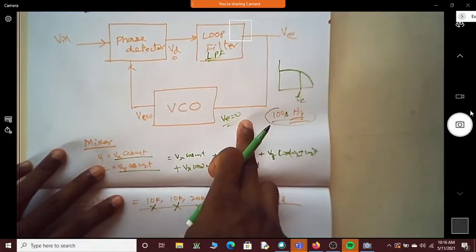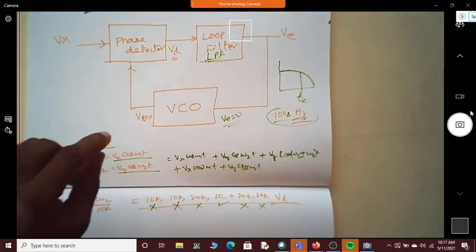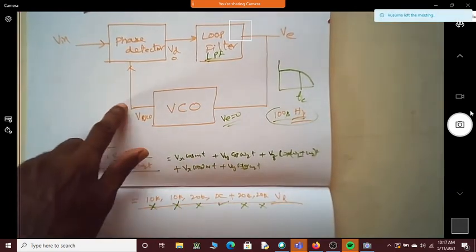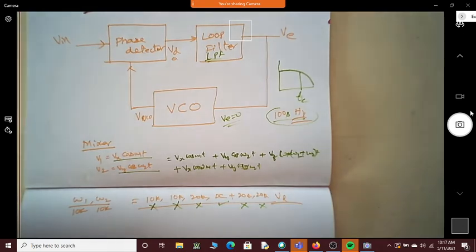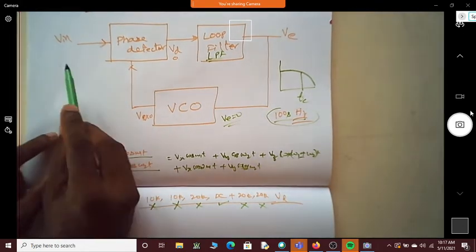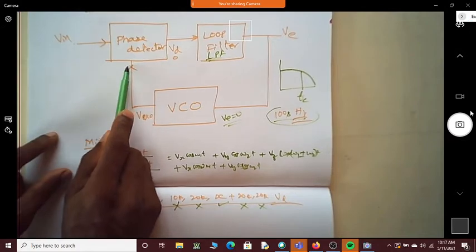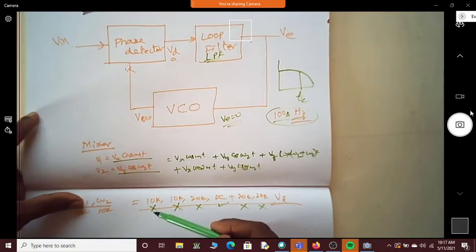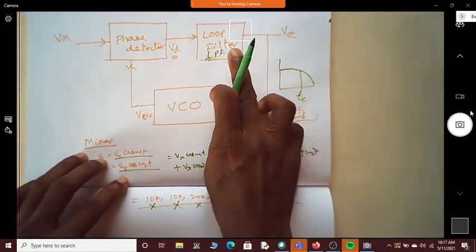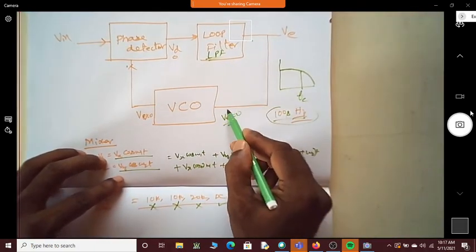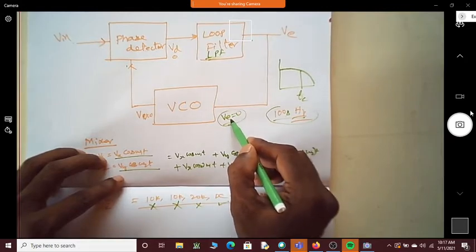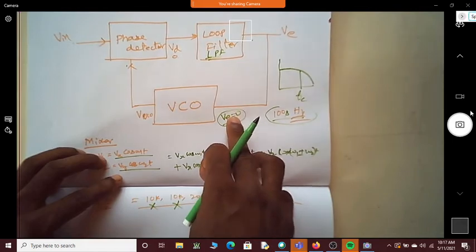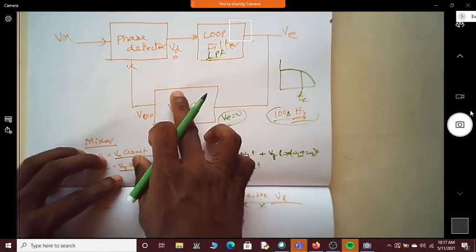Why is the error signal zero? There is no correction required for this VCO to change the frequency so that it can track. We'll come to that later. As long as the frequency of this and this is the same, I will have a DC output, whereas the other frequencies fall in the stop band of this low pass filter. So you'll be getting a DC. Effectively, I'll get an error voltage of zero. This error voltage of zero will not change the VCO frequency.